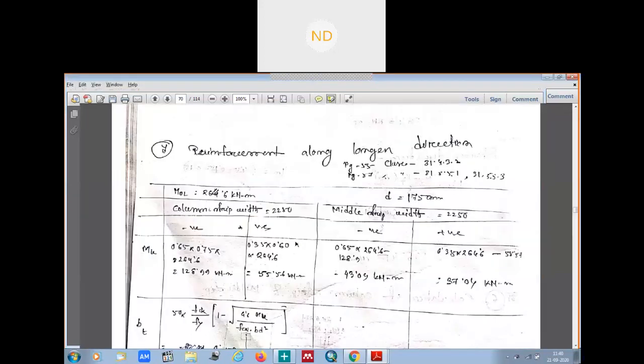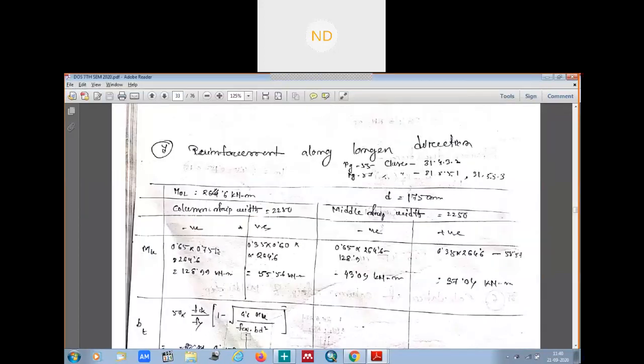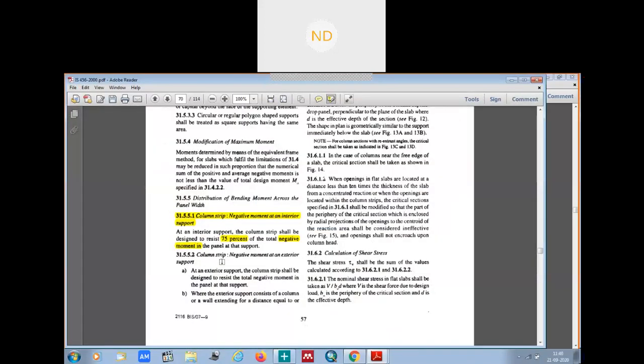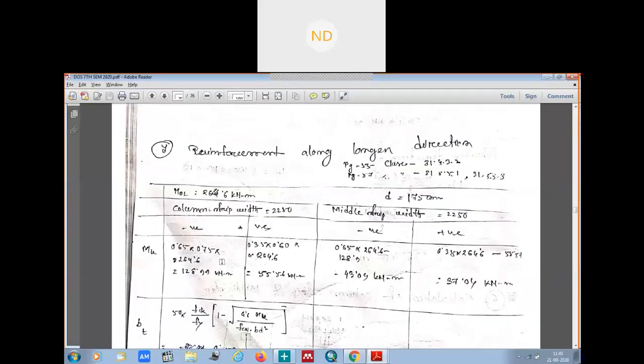Okay, so that's why we have multiplied this by 75%, because 75% goes along the negative moment in the column strip. What we have to do is design in such a way that 75% of the negative moment is resisted. So for a negative moment in the panel at the support, it is resisted, so we have multiplied it by 0.75.